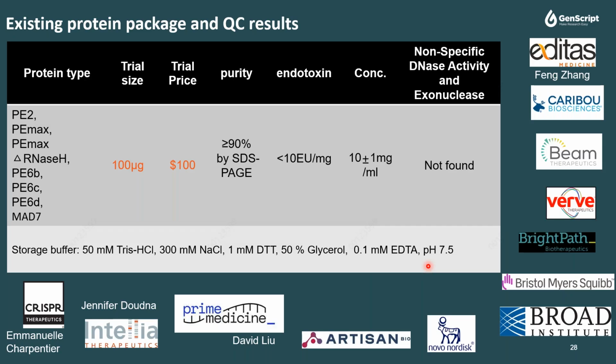And these are some existing protein packages and QC results. We already have PE2, PEmax, without RSH activity, and P6B, P6C, P6D, and Med7 in stock. We will provide trial size to the customers. And the QCs are in this table, which are the same as we produced before.